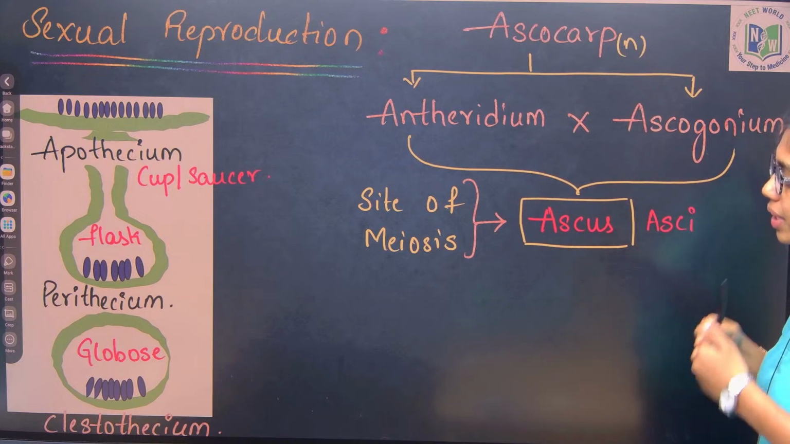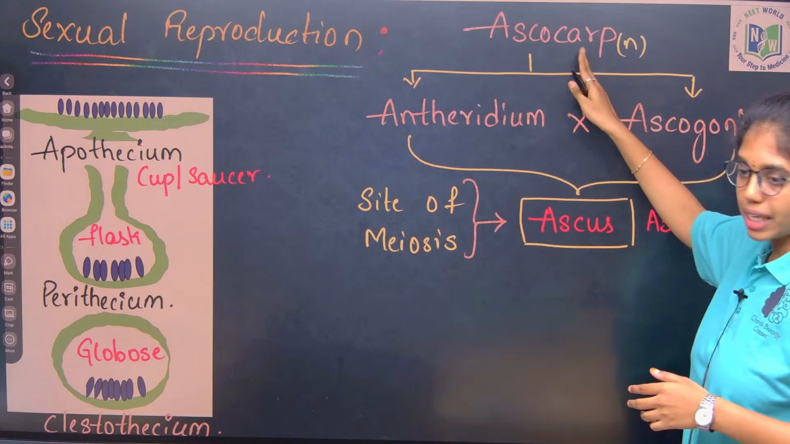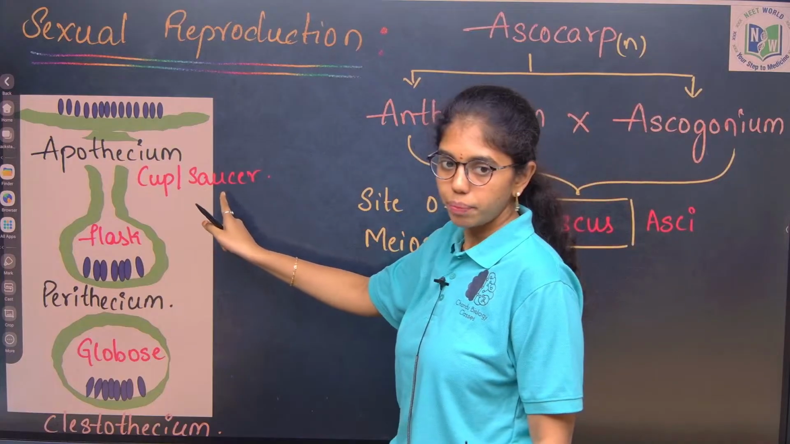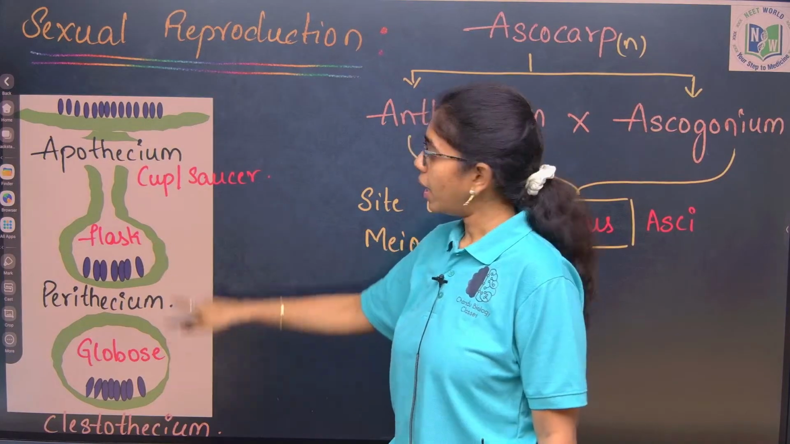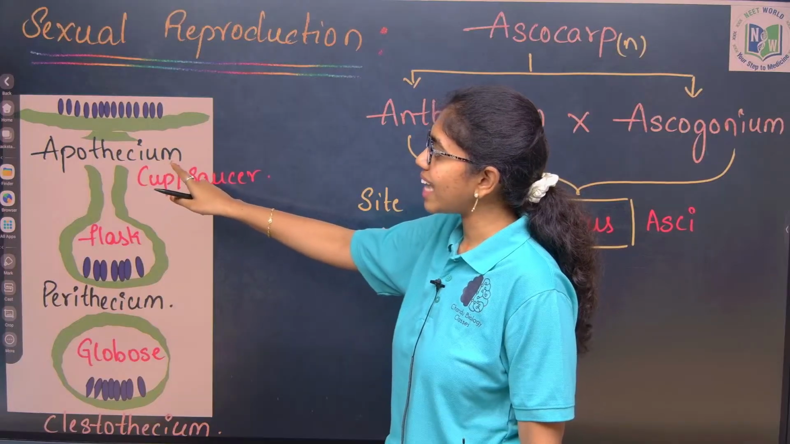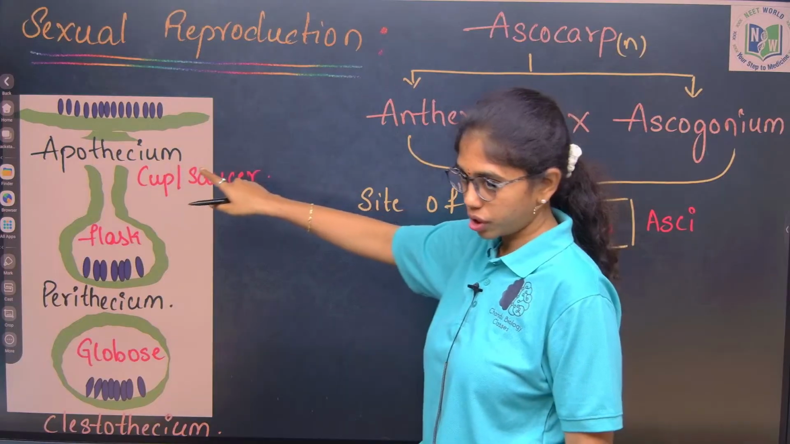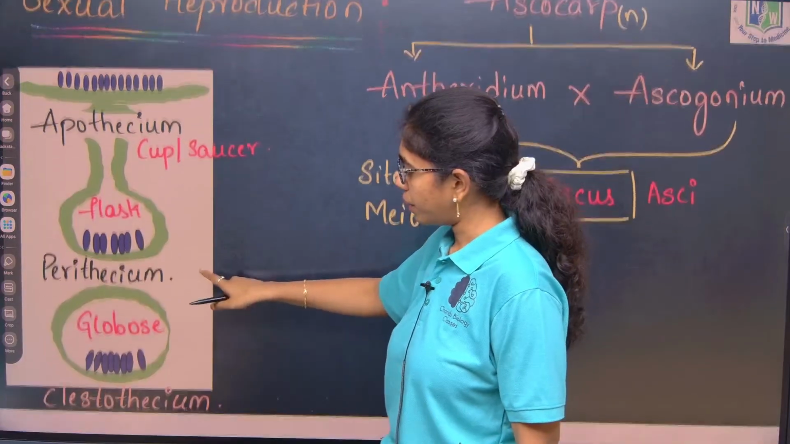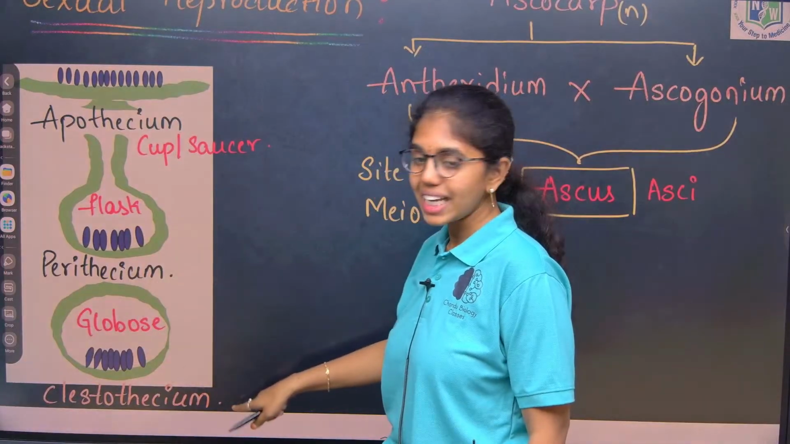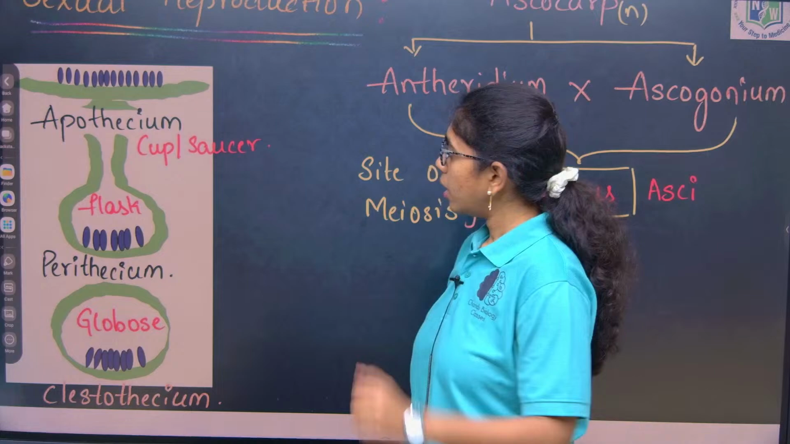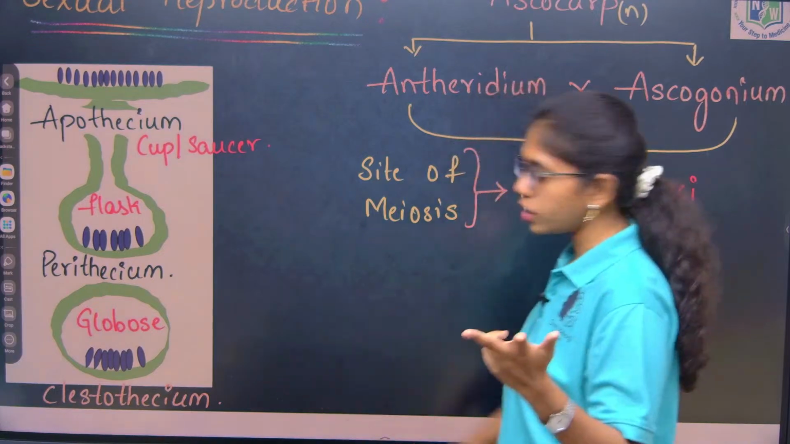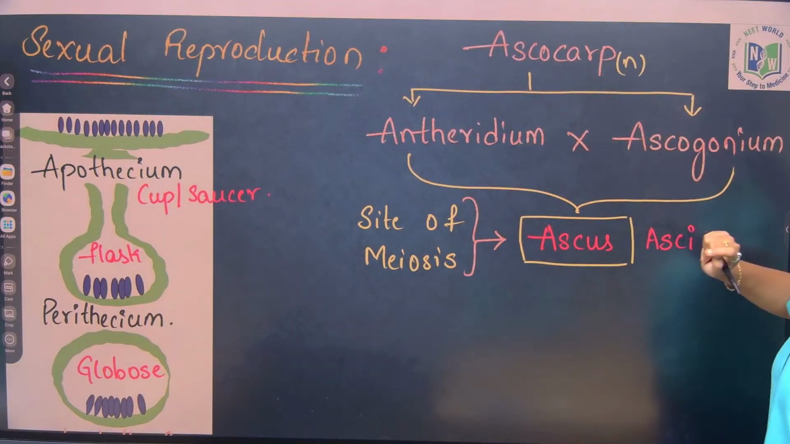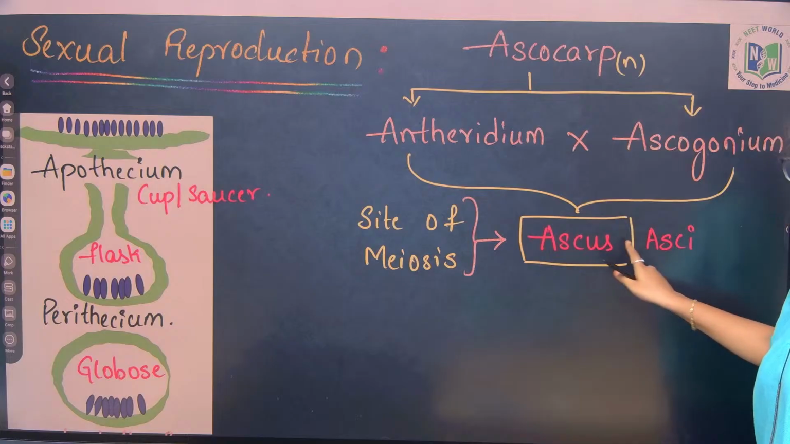Here the female fruiting bodies, the ascocarps, can be of many different structures: cup or saucer shape, flask shape, globose shape. If it is cup or saucer shaped, it is called apothecium. If it is flask shaped, it is called perithecium. If it is globose shaped, it is called clistothecium. Understood? Apothecium, perithecium and clistothecium. Clear? So here, in the ascocarp, antheridium fuses with ascogonium and this forms the ascus.